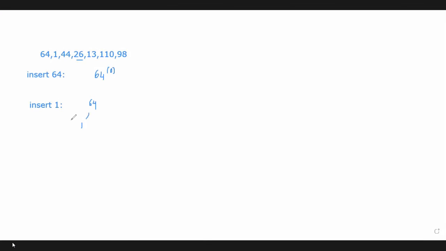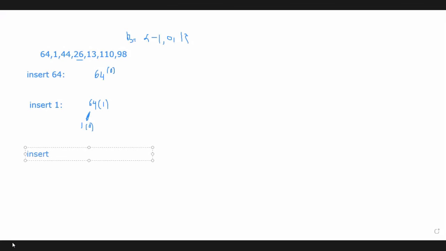We have to calculate the balance factor for each node of that tree. So for 1, the balance factor is 0, and for 64, the balance factor is 1 minus 0, that is 1. Because it has one left subtree, but in the right subtree there are no nodes. So is it an AVL tree? Yes, because it's a balanced tree. The balance factors are minus 1, 0 and 1.